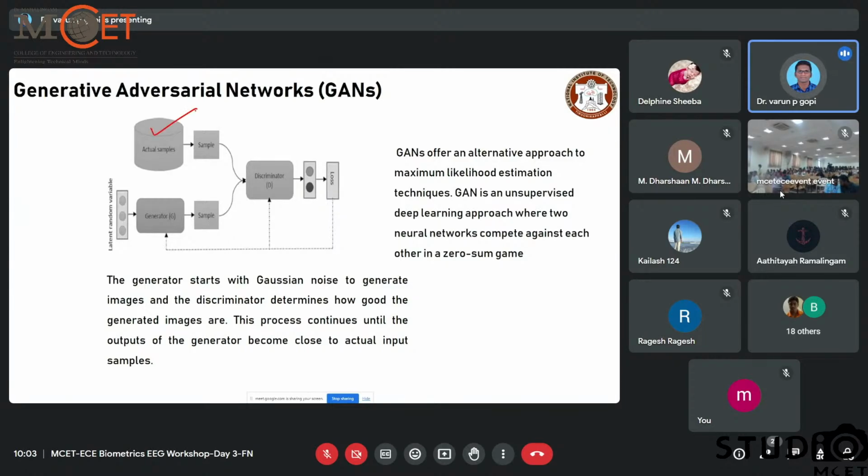Here you can see that there is an actual sample and there is a generator. The input to the generator is a latent random variable, and the generator generates an image initially from the noise, and that will be sent to the discriminator. The discriminator will compare it with the original, and the difference will be taken as the loss, and that will be given to the generator. The generator will refine the image again and pass it, and this process repeats until the produced sample is equal to the original sample. So this is how we are generating synthetic data. GAN is very useful in generating synthetic data for medical image processing.